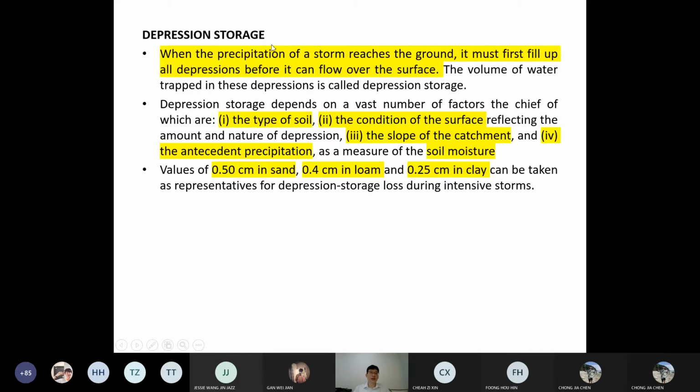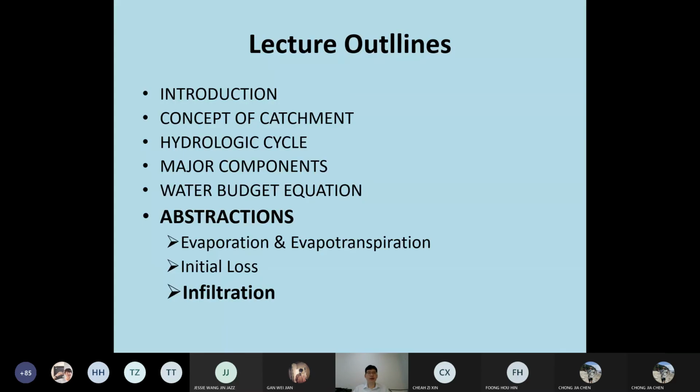Depression storage is when the precipitation and the storm reach the ground, it fills up all the depressions before it can flow on the surface. Before it becomes the surface runoff, it will be trapped there. It depends on the type of soil, the condition of the surface and the slope of the catchment. So the value is 0.5 cm in sand, 0.4 in loam and 0.25 in clay, different kinds depending on the soil type.